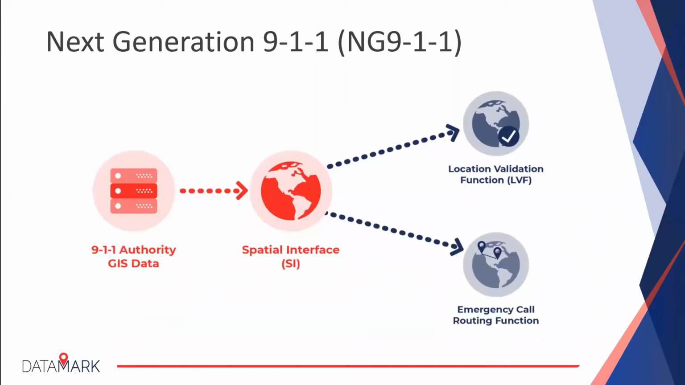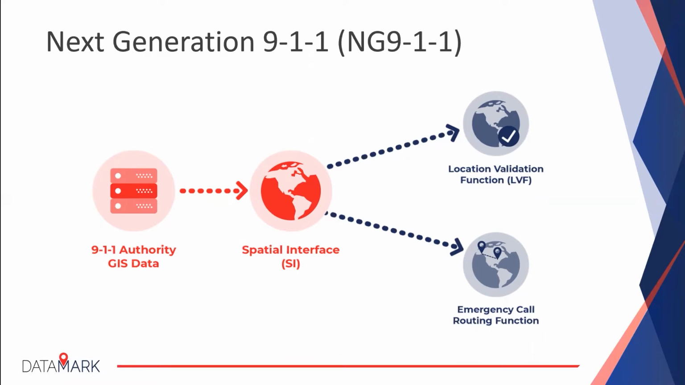So how does GIS get into the NG9-1-1 network? Well, it happens through the spatial interface. And let me take a step back. If you're a GIS professional, you'll work with your 911 authority in order to gain access to the network.